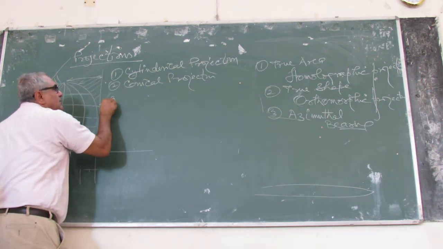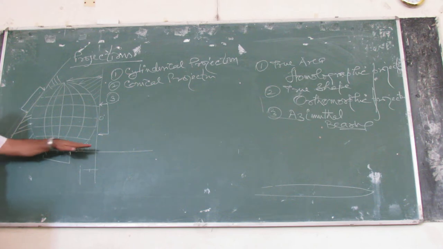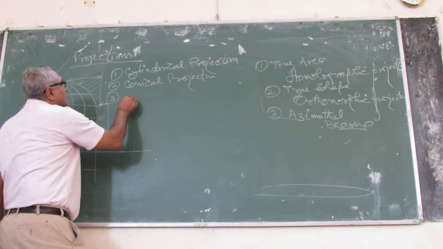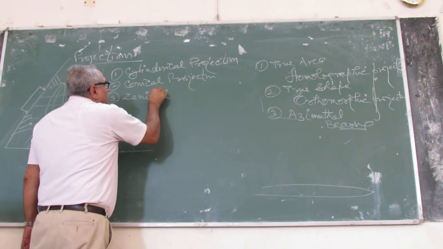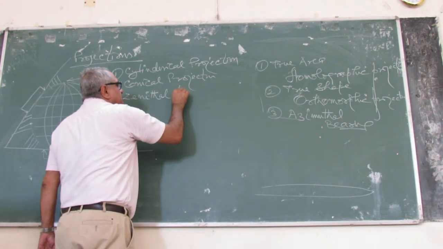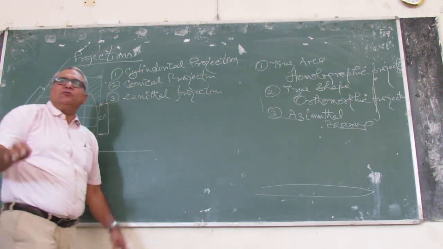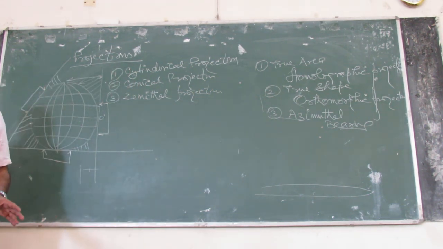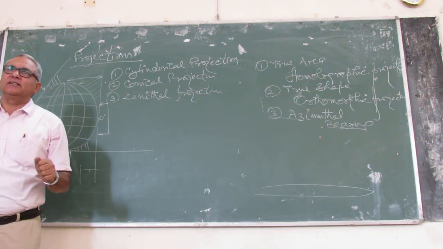And the third, when it touches the pole, they are called zenithal projections. So in your syllabus you have to construct all three types of projections. So let's start with the cylindrical projection.